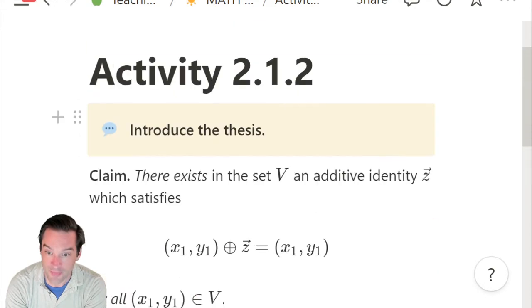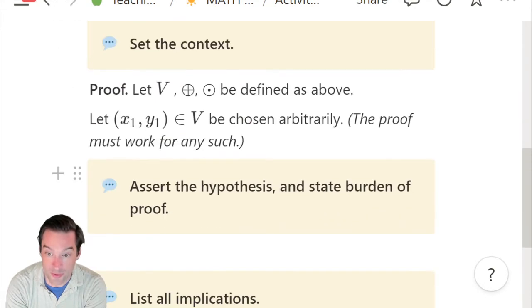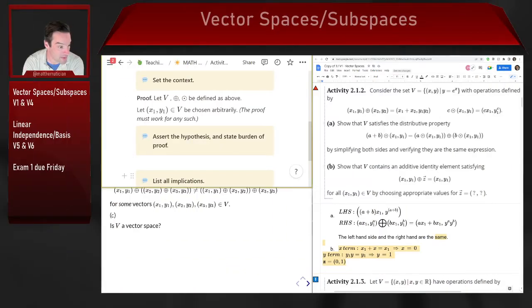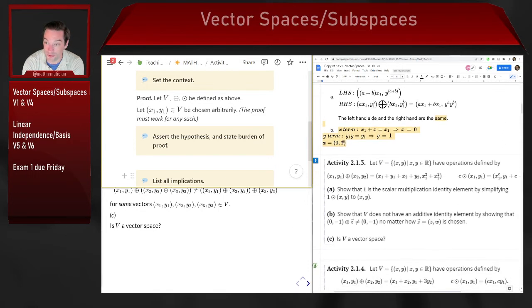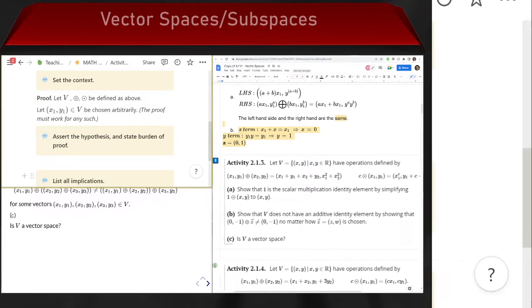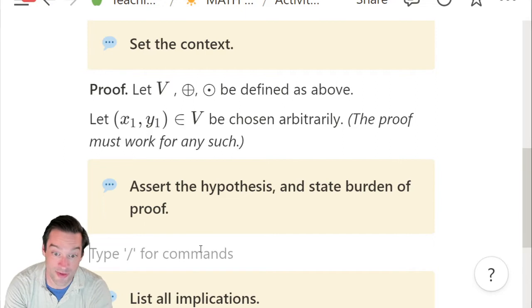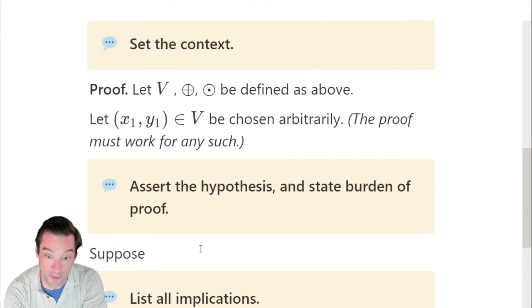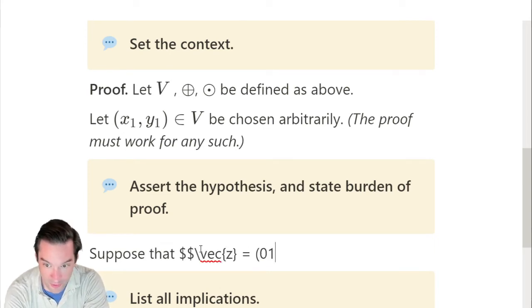And then I think we're ready at that point to assert the hypothesis. And the hypothesis is coming from the cocktail napkin. If I can sort of quickly switch back to the cocktail napkin, I'll switch back in a second. The cocktail napkin assertion is that z equals (0, 1, 0, 1) is going to be the desired additive identity. And so if that's our hypothesis, then this is our place to say so. So usually I'll use a verb like suppose. So suppose that z is (0, 1).